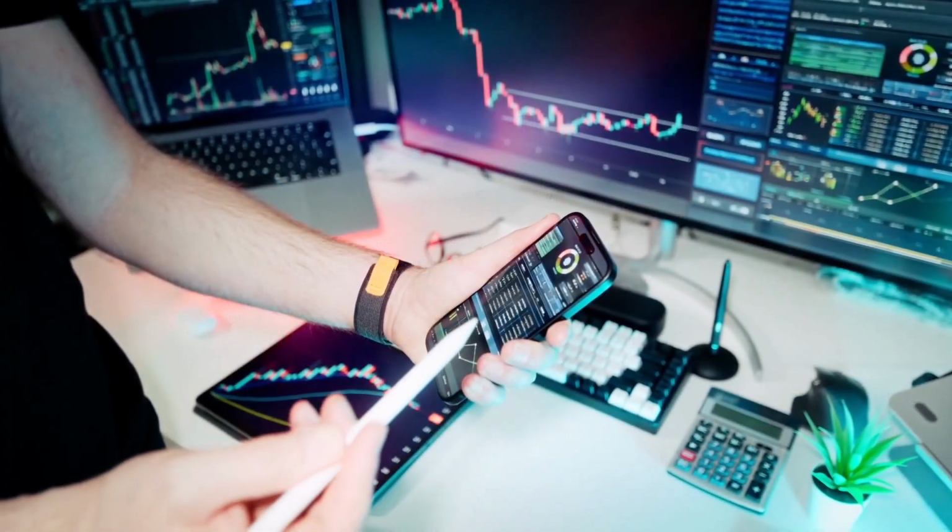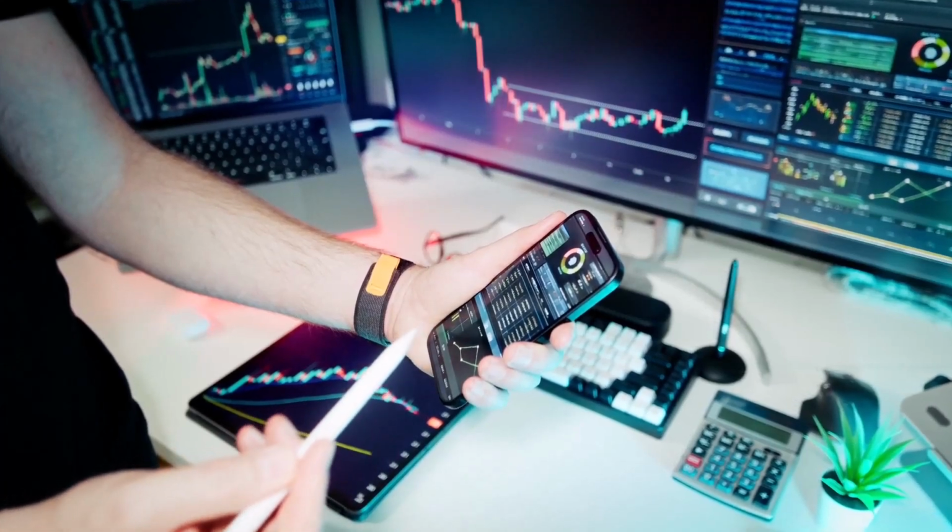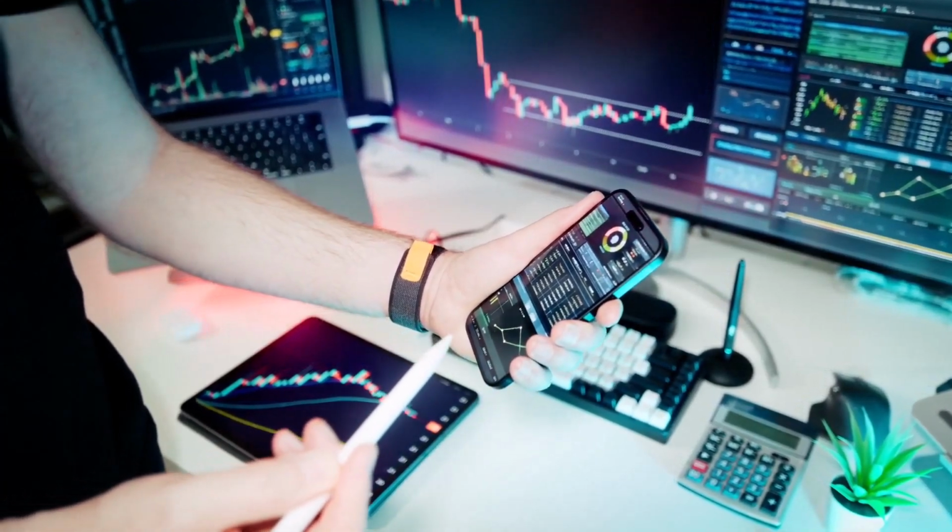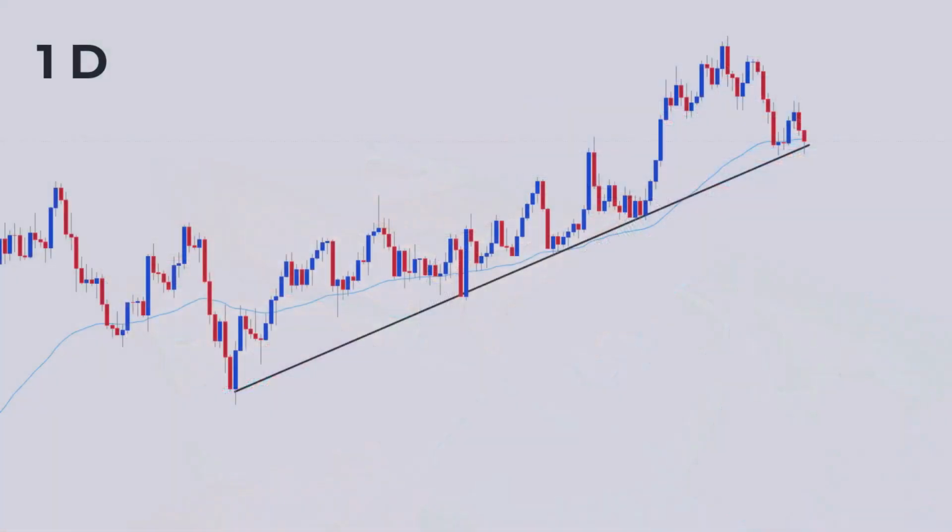Let's kick it up a notch for those more aggressive traders. Here's where we use the 50 EMA on intraday timeframes. On the daily chart, we have a long-term trend line broken with a candle close above. This indicates a short-term bullish bias.